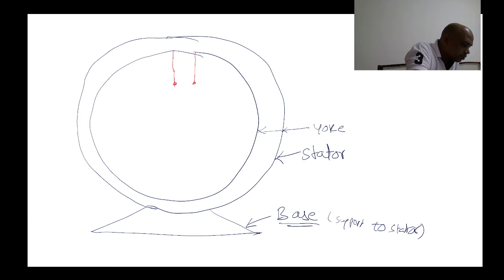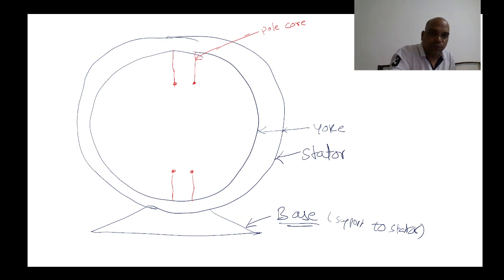Next, this one is the pole core. This one is called the pole core. So what is the function of the yoke? The yoke gives support to the pole core.